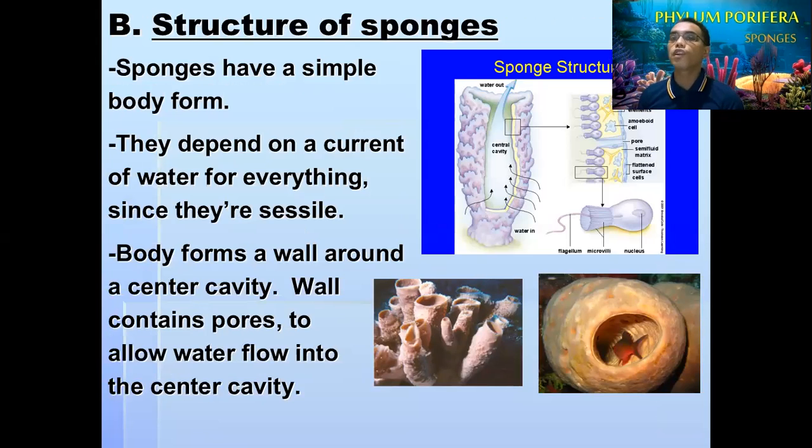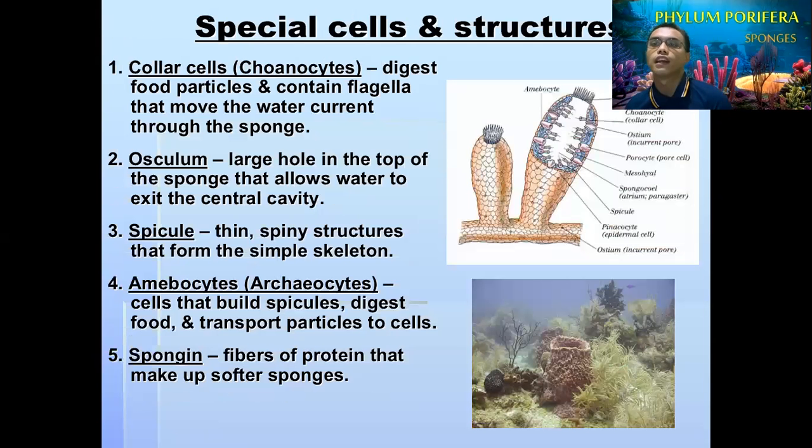Let's go to the structure of the sponges. Sponges have a simple body form, just like in the picture. They depend on the current of water for everything. They are sessile. Their body forms a wall around a central cavity. The wall contains pores to allow water to flow into the center cavity.